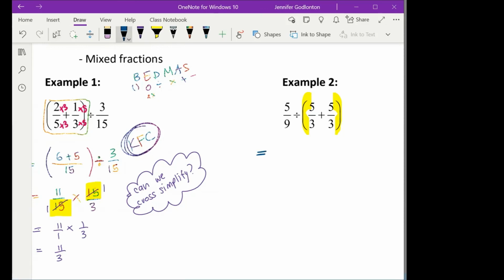So the first thing we needed to do was get a common denominator in our brackets, but there already was one, which made it nice and easy. So we can actually just add those. 5 plus 5 is 10, and our common denominator is 3, so it's going to be 10 over 3.